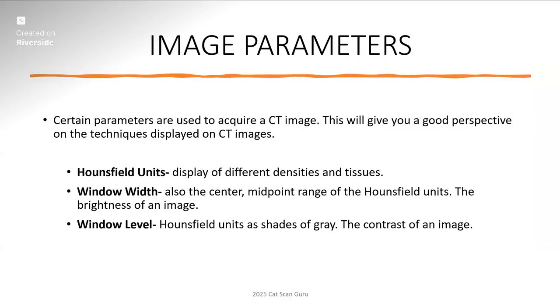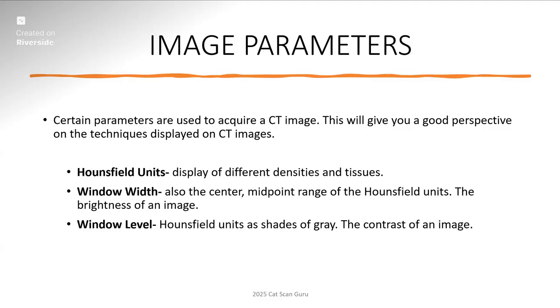Now, your image parameters. Certain parameters are used to acquire a CT image. Okay, so I'm going to give you a good perspective on some of the techniques displayed on CT images. Now, the most important one, of course, named after one of the founders of CT, is Hounsfield units. Okay, so Hounsfield units is a display of different densities in tissues. So Hounsfield units is what we measure when we do QA every single day, making sure that all of our numbers and our densities to our phantom match up correctly, within the standard deviation.